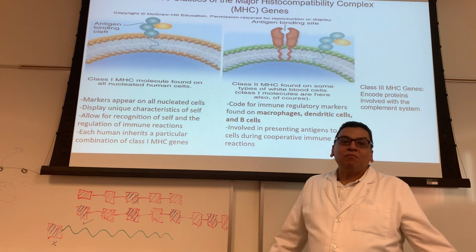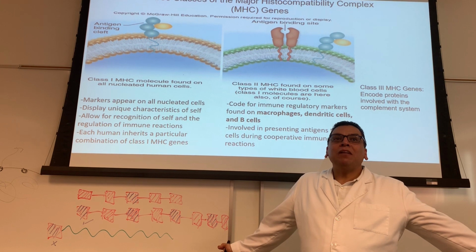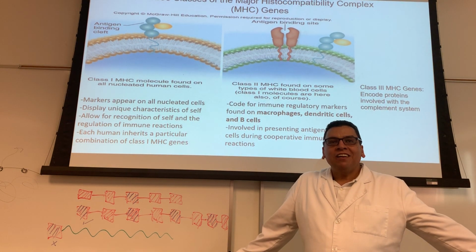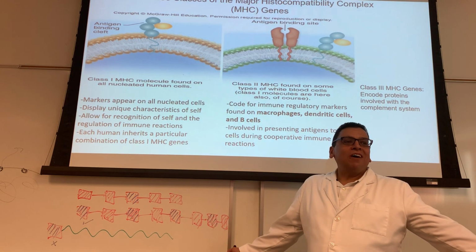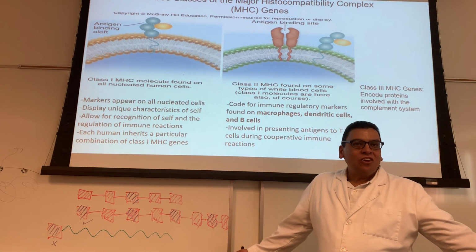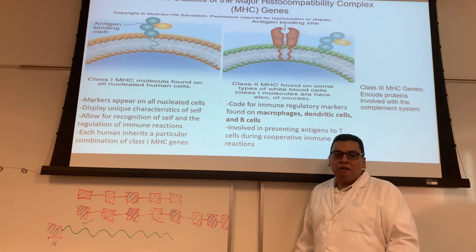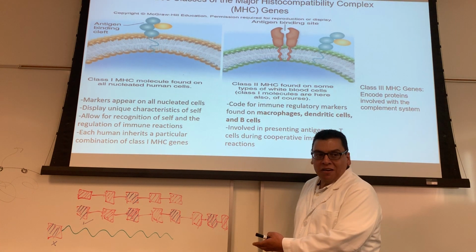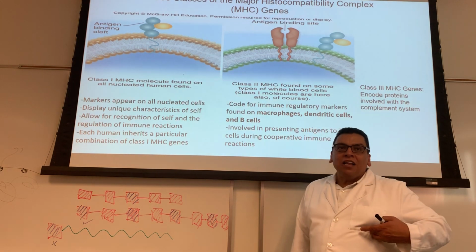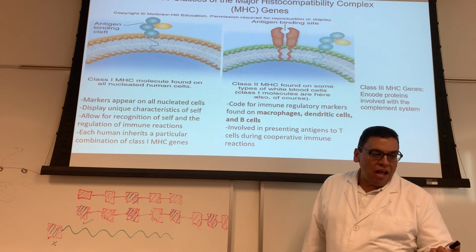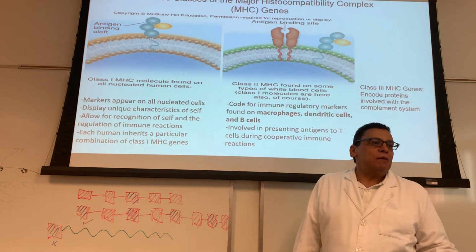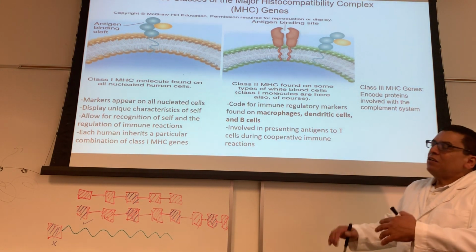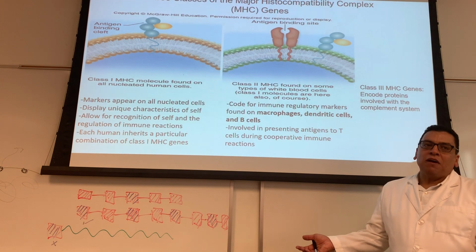Why MHC1? Because all your cells have the ability or the possibility of being virally infected, and all your cells have MHC1. Do you see that? So if my liver cell is infected with a virus, it's going to present the antigen on MHC1. Why? Because it has MHC1. If my lung cell has a virus, it will present the viral antigen on MHC1. Why? Because it has MHC1. It's amazing how this works. Any cell in your body can potentially be infected by a virus.